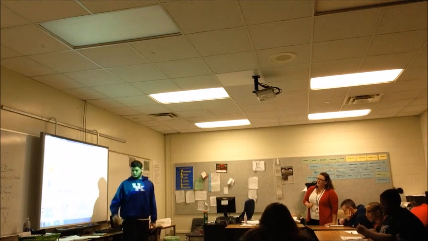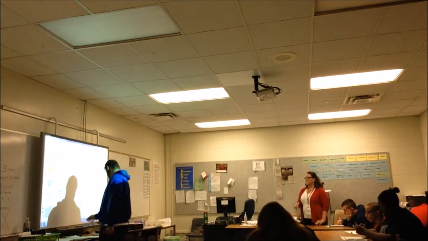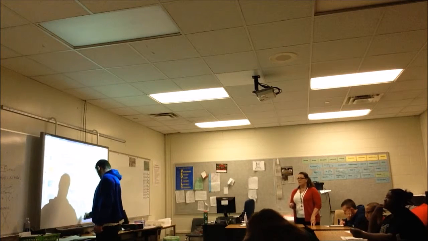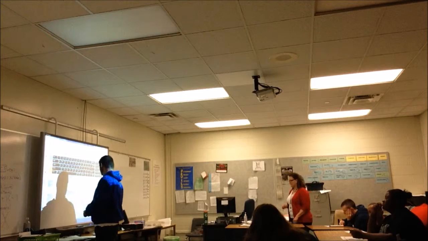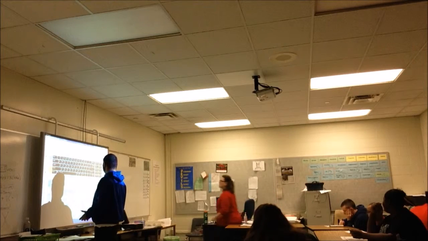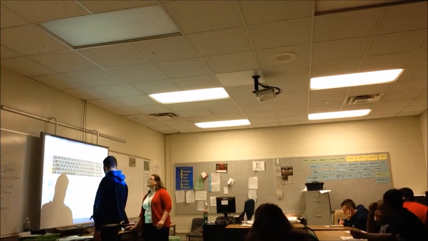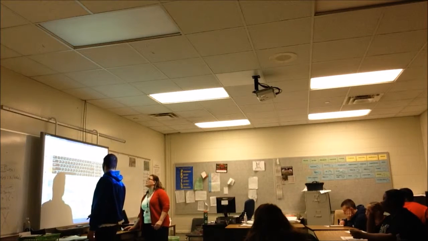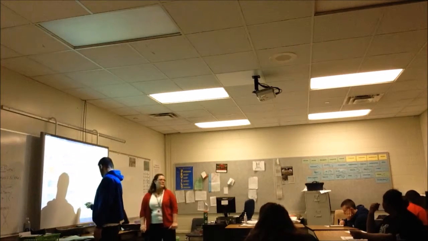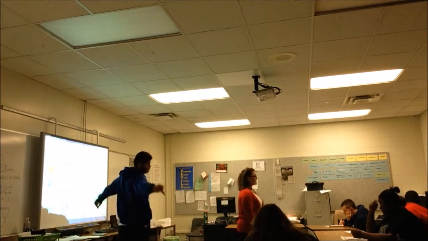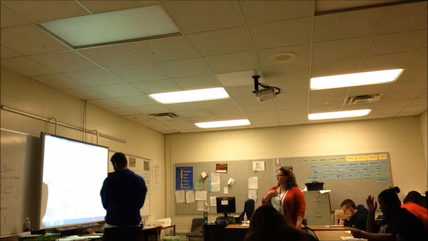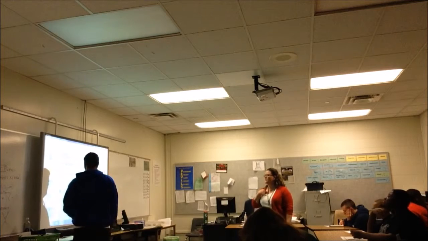So let's check it. -3 times -4 equals +12. Is that right? Yeah. What about -3 plus -4? Does that equal -7? -3 plus -4 equals -7? Yeah. So that's right. So how are we going to write that in factored form?